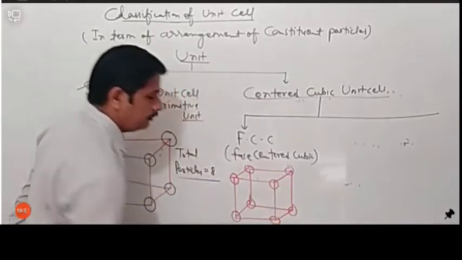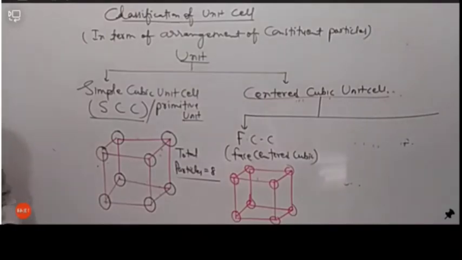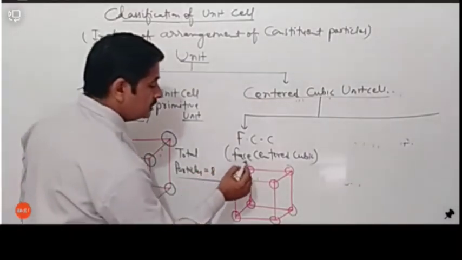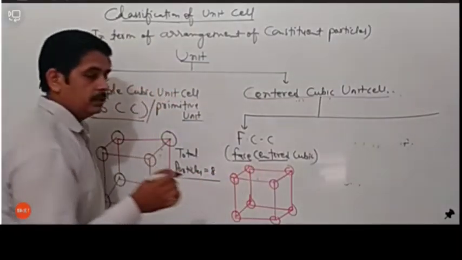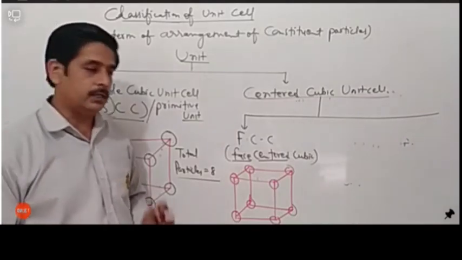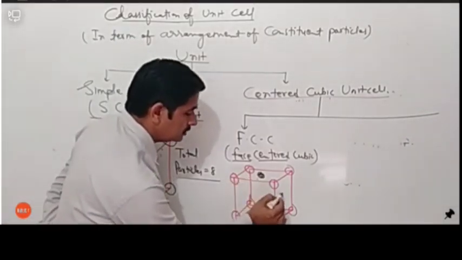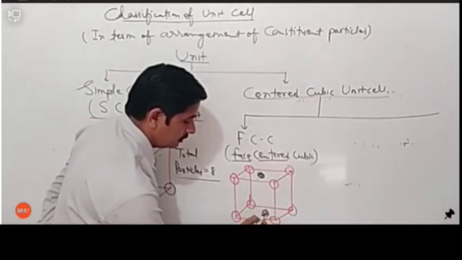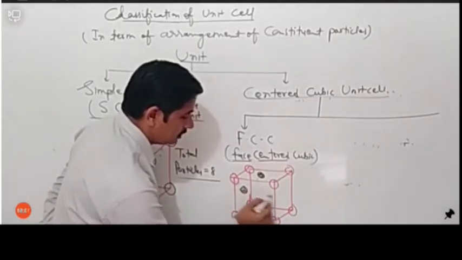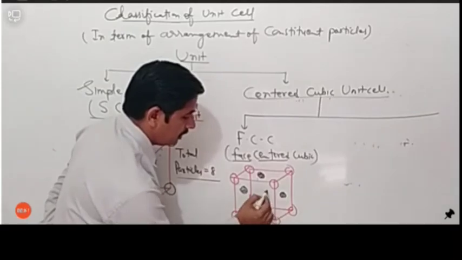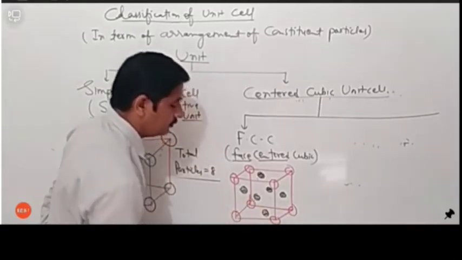Okay, we have 8 particles at the corner in FCC, plus it means face centered. Each face has 1 particle in the center. So this is one face, it has 1 particle. This is the opposite face of it. This is 1, and this is the opposite face of it. And on the back side there will be 1 particle, and on the front face there will be 1 particle.